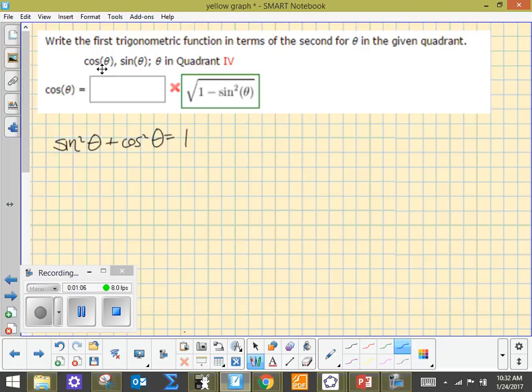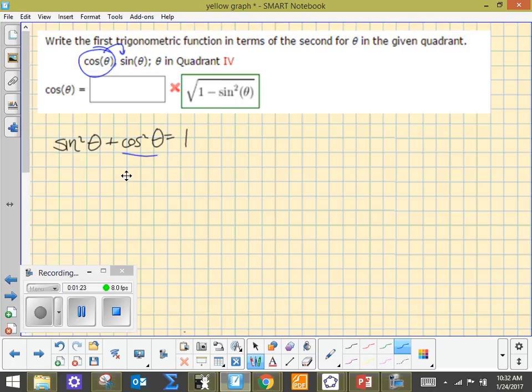So we want to write the cosine in terms of the sine. So write the first trigonometric function in terms of the second. So cosine in terms of sine. So that means we're solving for cosine. And when we're done, everything that is on the other side of the equation should only have sine in it. So we have to isolate that.